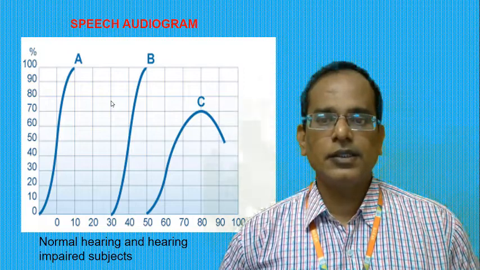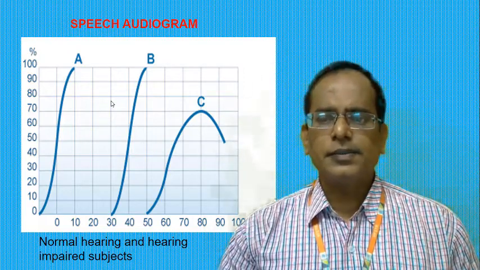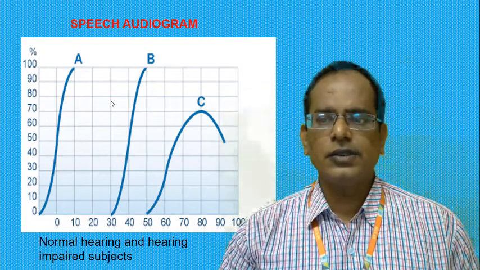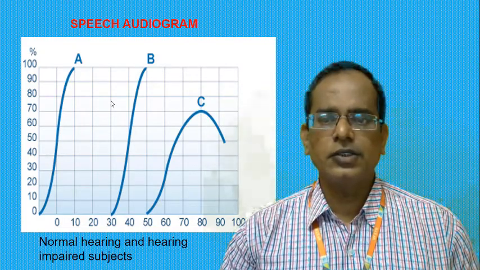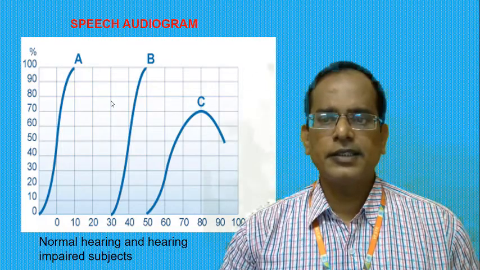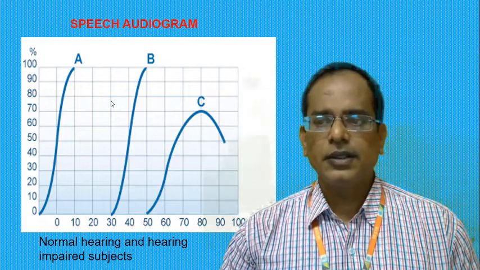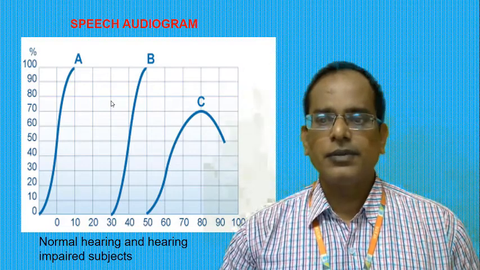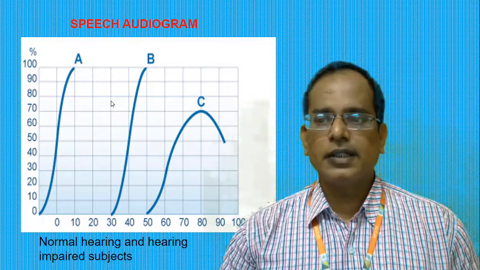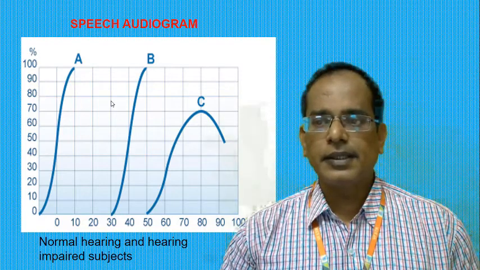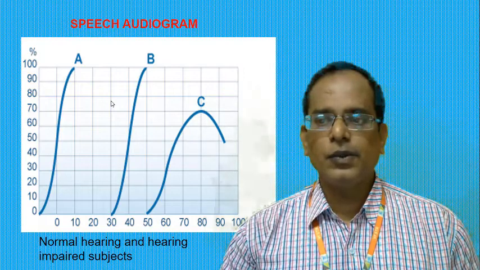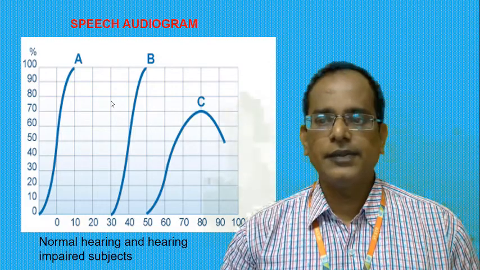Here, the speech recognition threshold is called SRT. What is the speech recognition threshold? It can easily measure the lowest level at which a person can identify a sound from a closed set list of disyllabic words. Disyllabic words, two-syllable words, they will say. With the help of that, they have to identify the word.